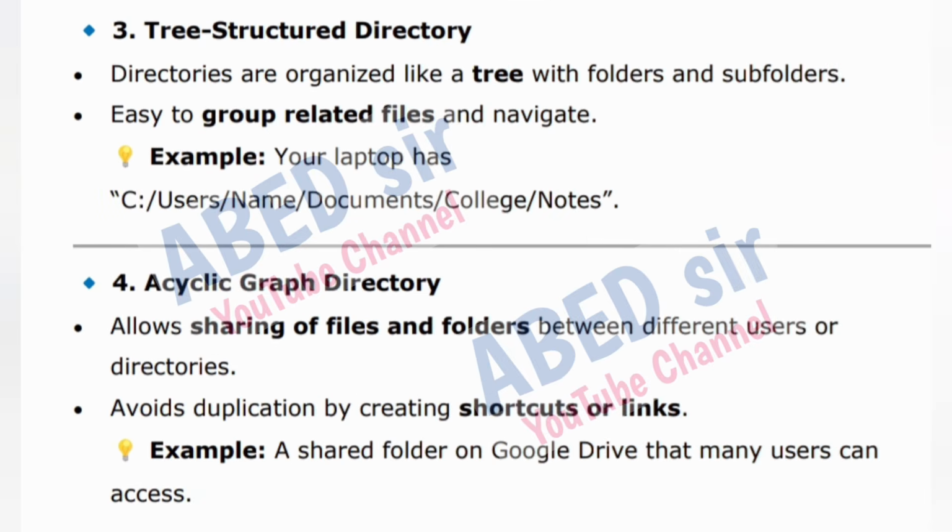3. Tree-structured directory. Directories are organized like a tree with folders and subfolders. Easy to group related files and navigate. Example. Your laptop has c:/users/name/documents/college/notes. 4. Acyclic graph directory. Allows sharing of files and folders between different users or directories. Avoids duplication by creating shortcuts or links. Example, a shared folder on Google Drive that many users can access.